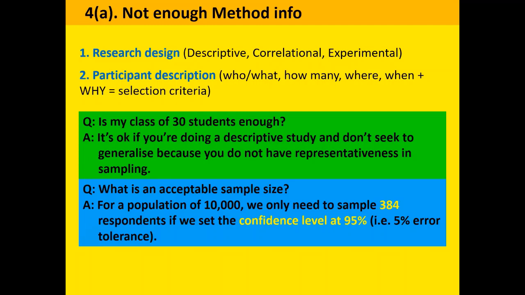What is an acceptable sample size? When I did the calculation using the sample size calculator, I found that a population of 10,000, even 100,000, we only need to sample 384 respondents. If we set the confidence level at 95% or 5% error tolerance. This was what I got a few years ago. Recently, I found the number dropped. It's 370 something already. Okay, maybe certain calculations out there changes. But for me, I will get 400 at least, because there might be some I have to throw away. So I will get 400.